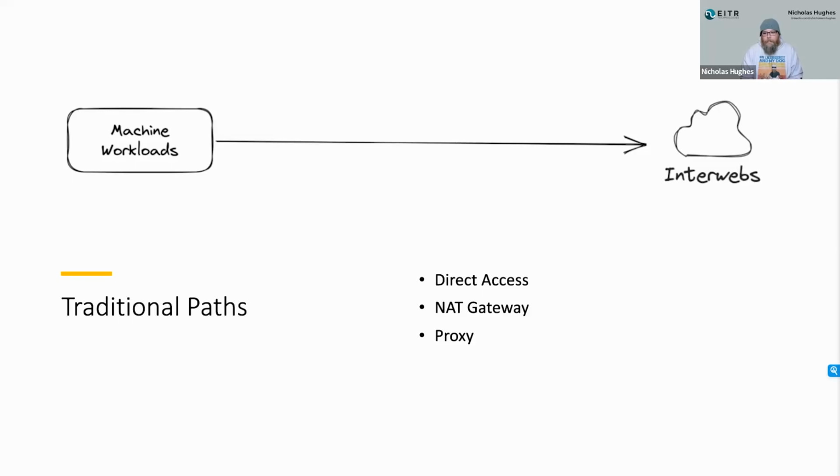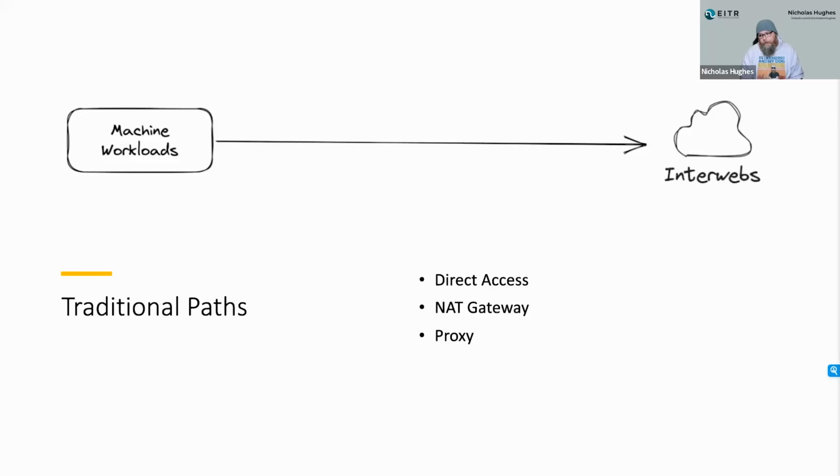So in scenarios like that, you could have that machine workload having direct access to the internet. Think of an instance I stood up in my AWS account that has a public IP. It's just going to leverage that to get out to the internet and do whatever it needs to do, right? You could have a NAT gateway, right? So maybe you have a private subnet in your AWS VPC, and those systems need to also get out to the internet. You would put a NAT gateway in place, and then those systems can get out and do the things that they need to do.